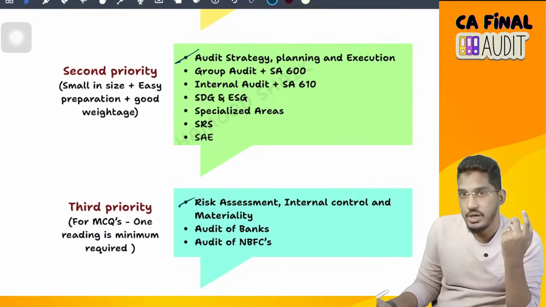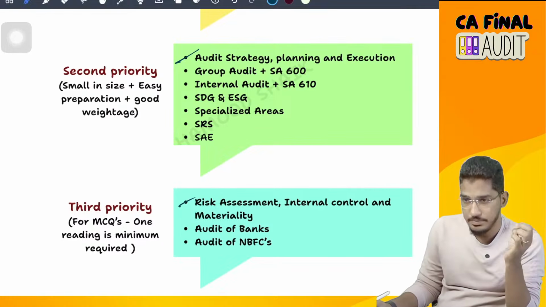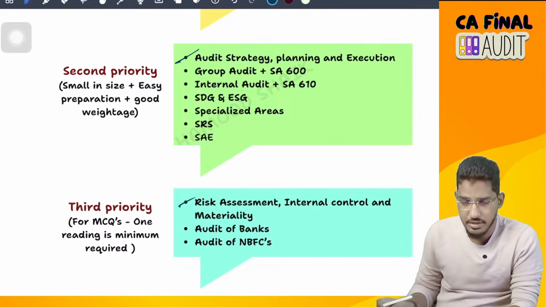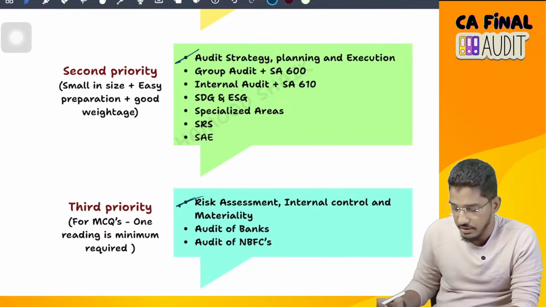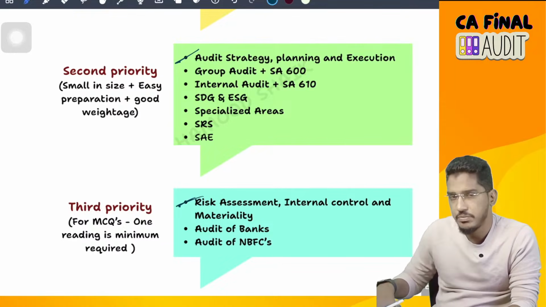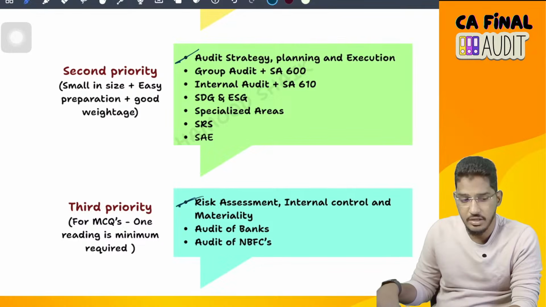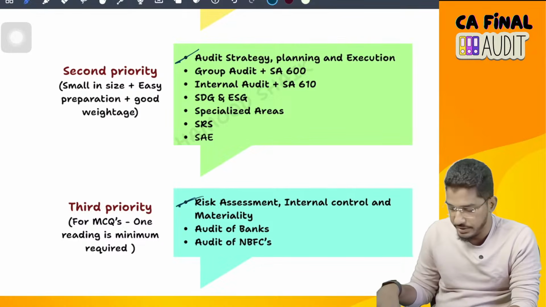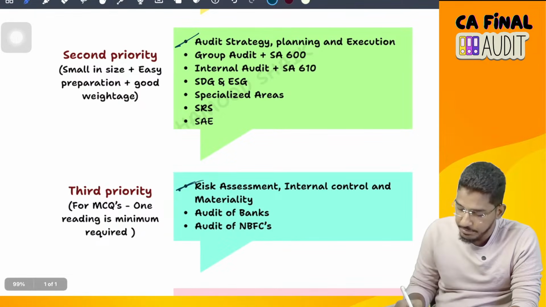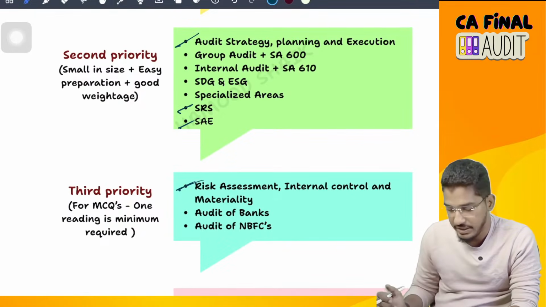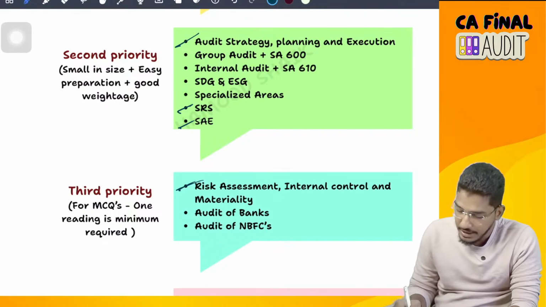But I'm very worried that many people might leave this chapter without even going through it once. So I will do one quick revision of risk assessment, internal control and materiality, covering all the important concepts. After that, I will pick up SRS and SAE, standards on related services and standards on assurance engagement, and try to do them.